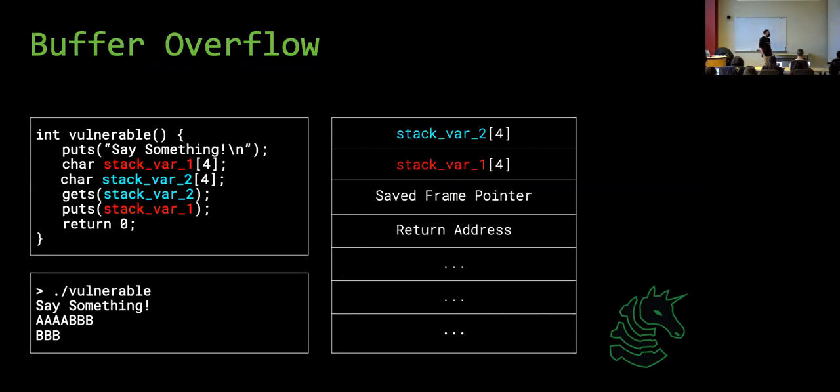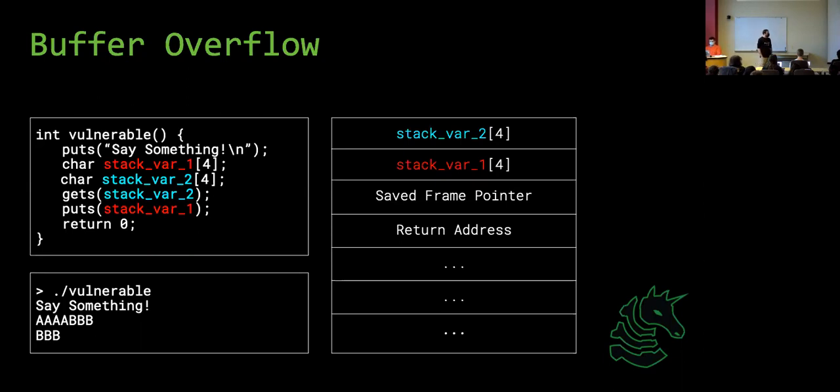Then it calls gets on stack var2. What gets does is it takes whatever input the user puts on the console and stores it into that given variable. And then the last thing this program does is it calls puts, which prints out stack var1. So an important thing to see here is that explicitly from the program itself, nothing is ever put into stack var1. It's just defined and then it's printed out later. The only place where anything is ever stored is that gets call.